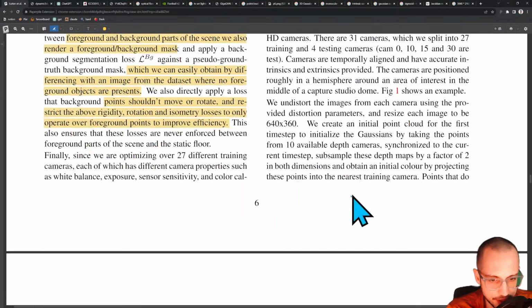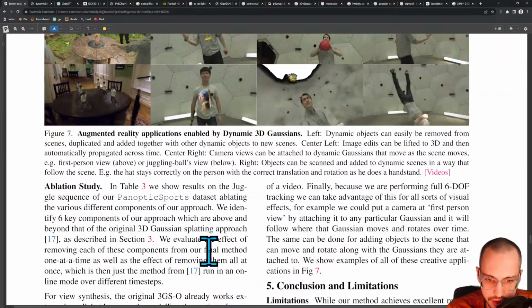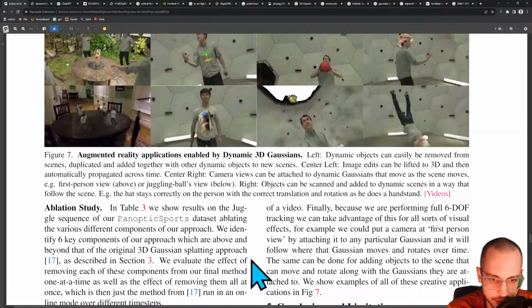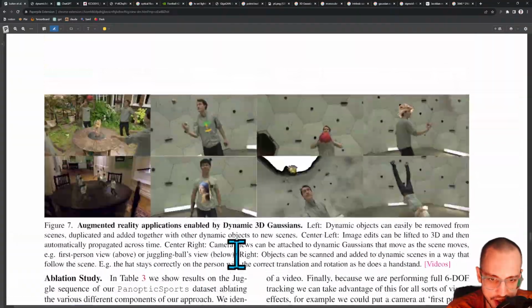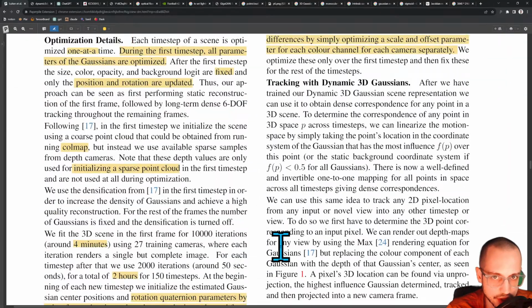Tracking with 3D dynamic Gaussians. Where are we at? We're almost there. Page 9, page 8, page 7, we're starting with page 6.